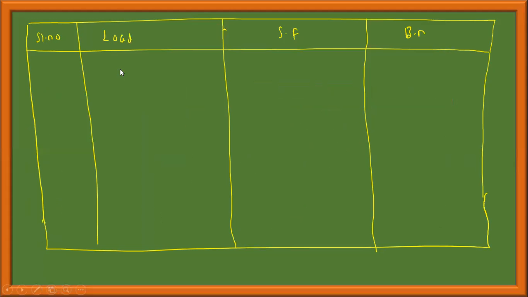Second case. When the load is constant, A, B, constant in the sense it is UDL. They will represent either like this or like this. You should not be confused like this.